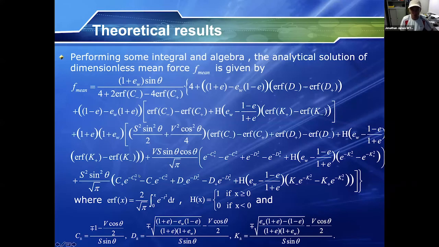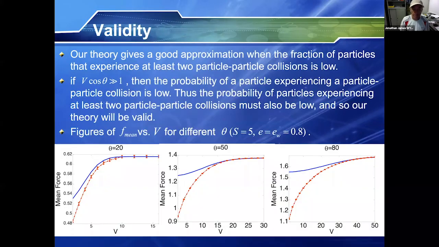It's a bit of a mess: four or five lines of various quantities, C plus and C minus. But all these things are just simple expressions involving the parameters theta, V, S, E, and E_W. So there we have the exact formula. That's pretty nice. So let's see how it works.